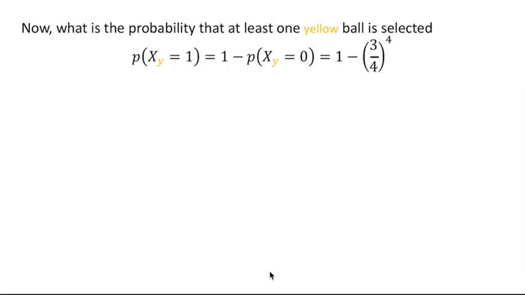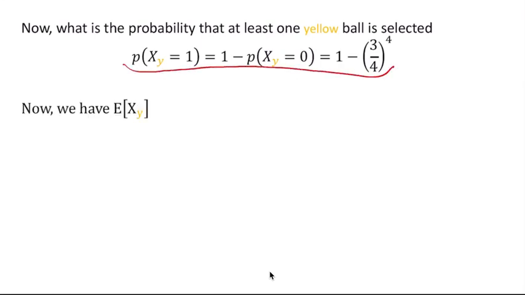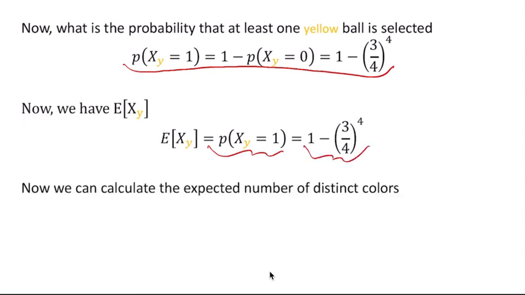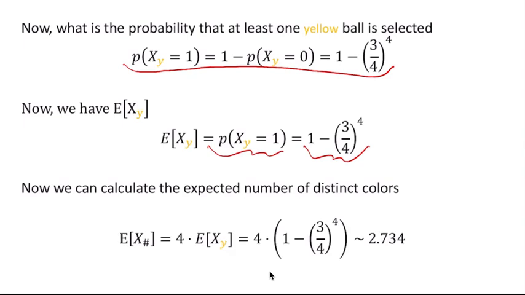So that's what we have here. But now we need to compute the expected value. Well, expected value, like we said, is just equal to the probability of that outcome. So our expected value is the same quantity. Well, now what's the expected number of distinct colors? It's just 4 times that probability. And what we end up with is 2.734, and there are more places after the decimal point, but that's all I've left us with here.